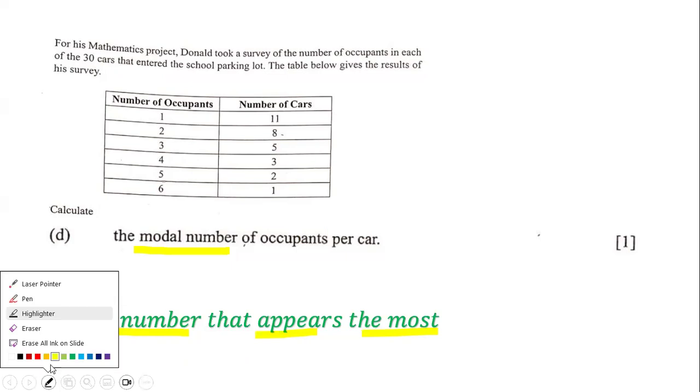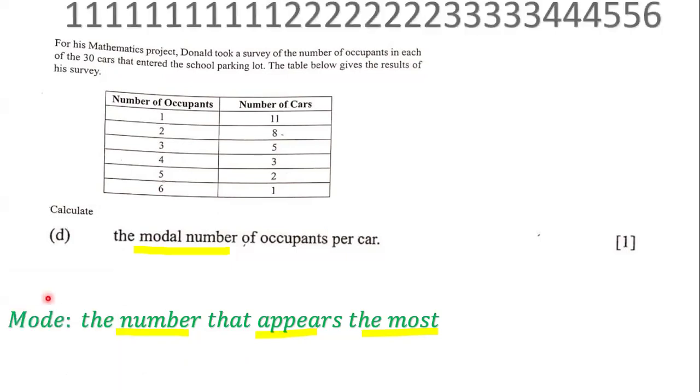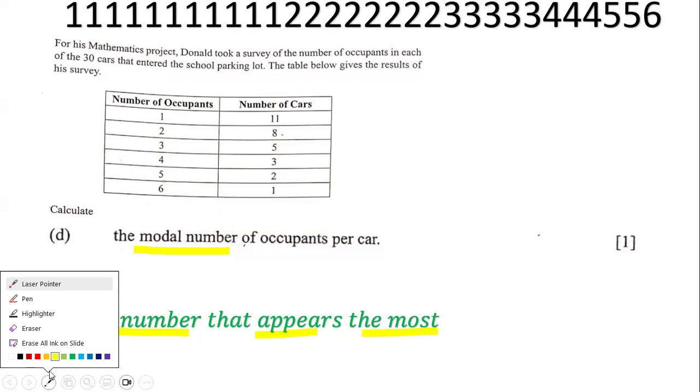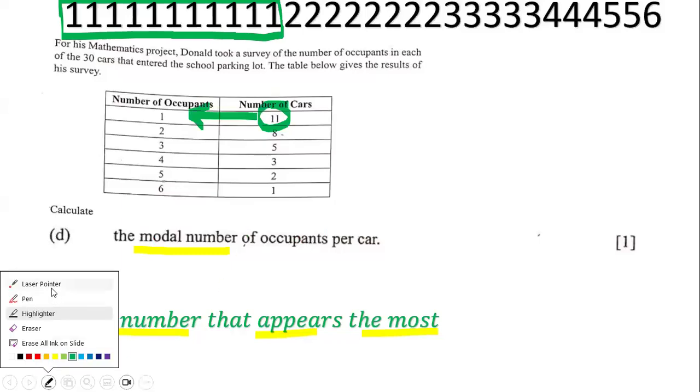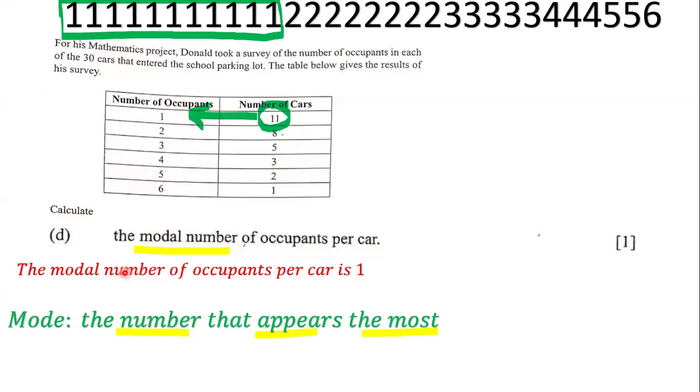So let's look at our data set. And so our data set is up there. Which number appears the most frequently? The answer is definitely 1, all right? And we know it's 1 because 1 appears 11 times. If we look at the chart, 1 appears 11 times. And so that means that the modal number of occupants per car is 1. And that's the answer to this question.